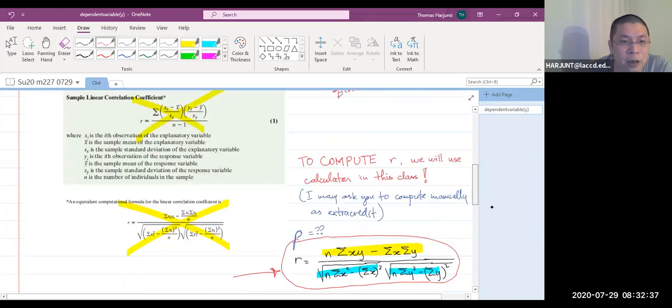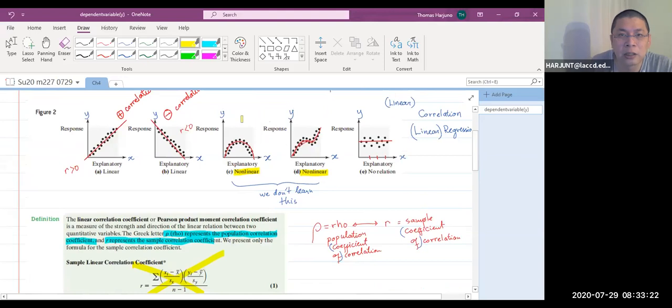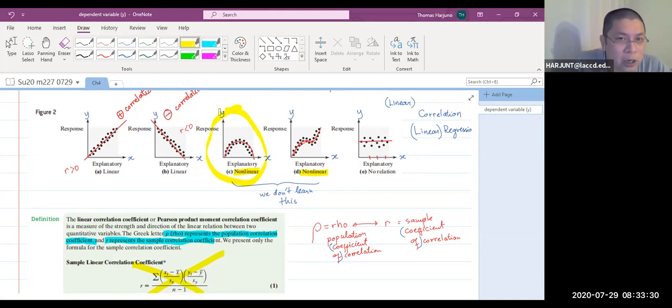Now, what happens if R is closer to negative 1? The same idea. It means the scatter plot gets closer to the regression line, and that regression line has negative slope. Now, what happens when R is close to zero? It means little or no evidence of a linear relation. Now, no linear relation does not imply no relation. It just implies no linear relation. For example, this one here, when we compute R for that case, you will see R is very close to zero, right? But clearly we have a relation there. It's just that the relation is not linear. The relation is quadratic.